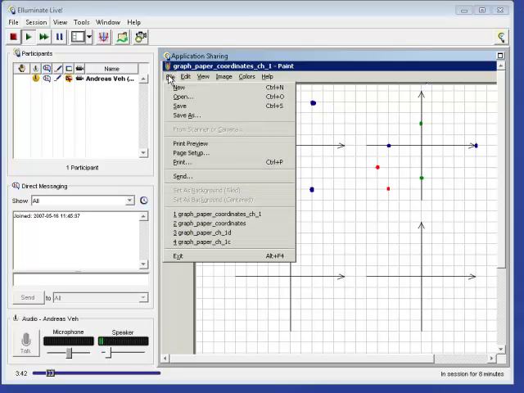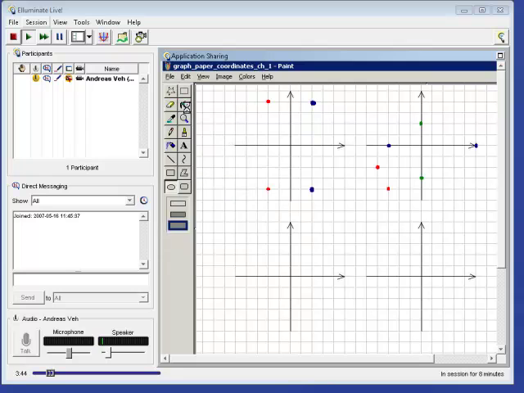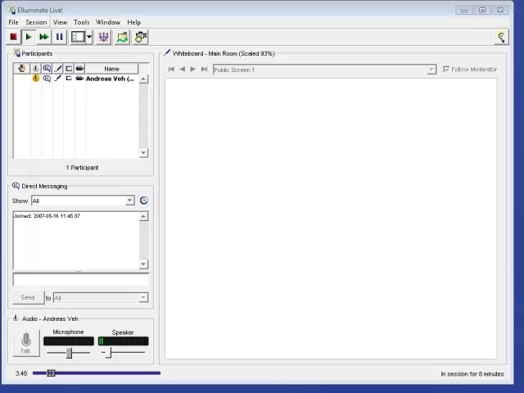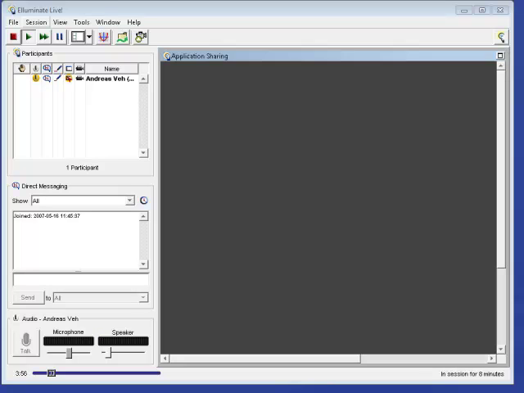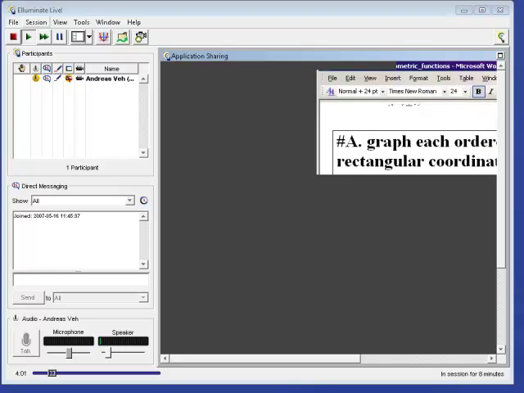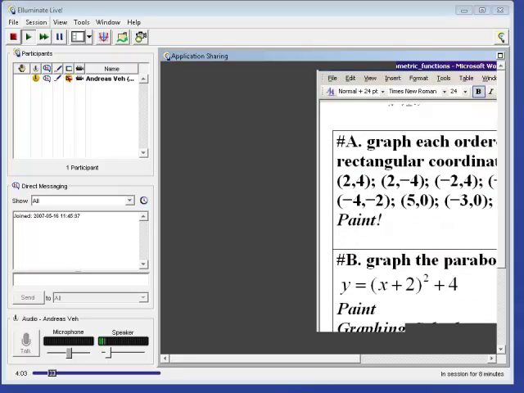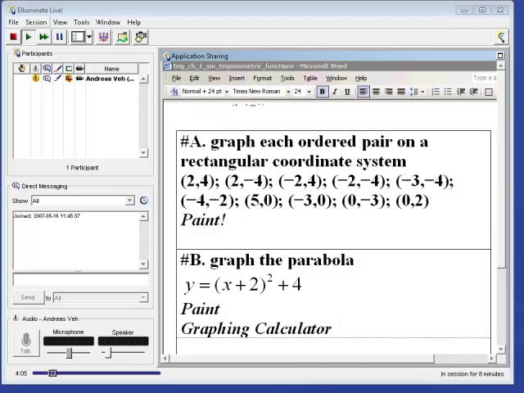I'm going to save this one here, because I like to use it later on and paste it into our Word document. Let's go back to Word and see what the next problem says. Okay, in fact I'm going to do the next 2 problems.